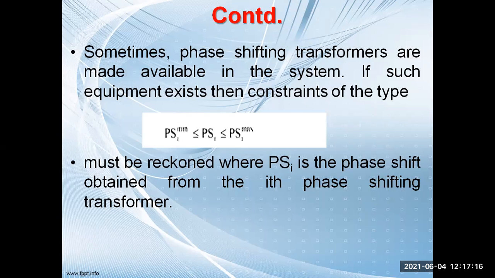That's correct. So that means the phase shifting transformers are there. So this phase shift should be limited between again some minimum value and maximum value. So phase shifting of any phase shifting transformer should not be an arbitrary parameter. It should be governed by this particular limit, between some minimum limit and some maximum limit.